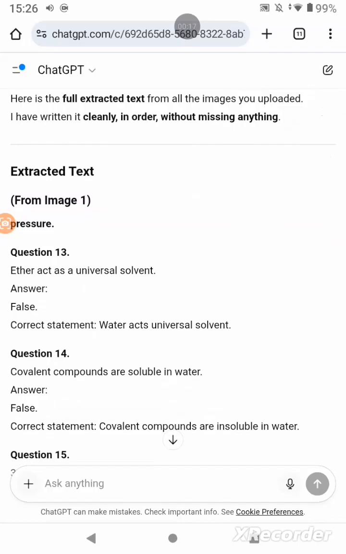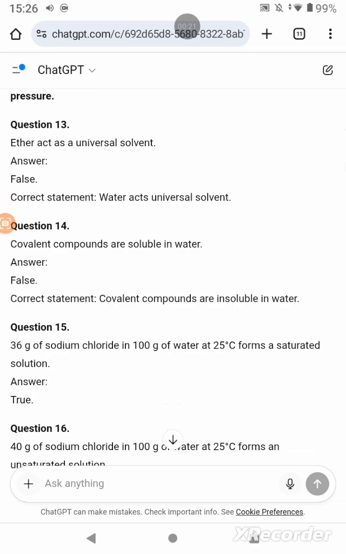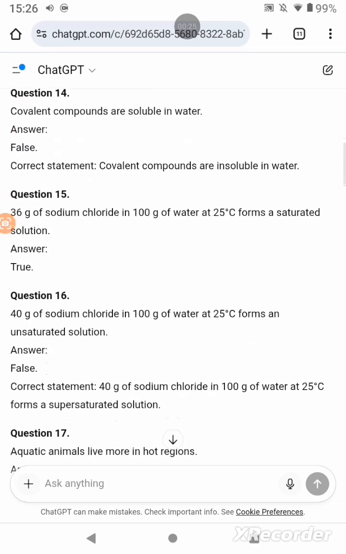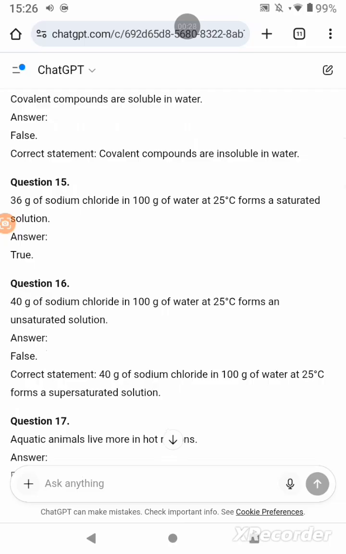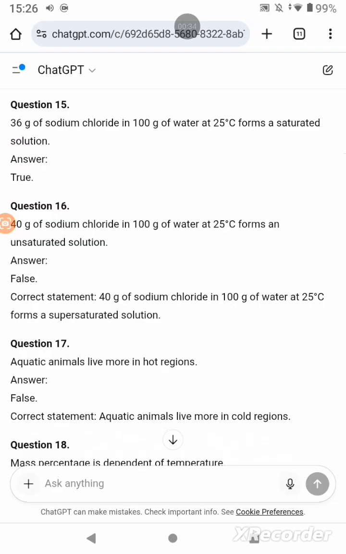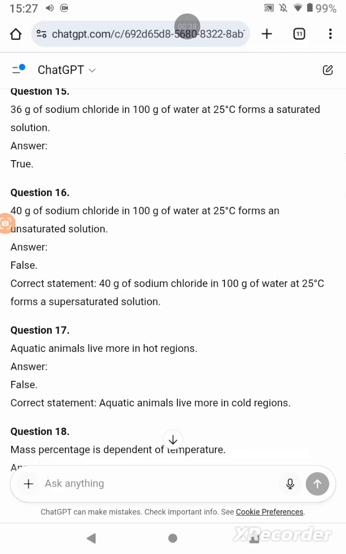Question 13. Ether acts as a universal solvent. Answer: False. Correct statement: Water acts as a universal solvent. Question 14. Covalent compounds are soluble in water. Answer: False. Correct statement: Covalent compounds are insoluble in water. Question 15. 36 grams of sodium chloride in 100 grams of water at 25 degrees Celsius forms a saturated solution.